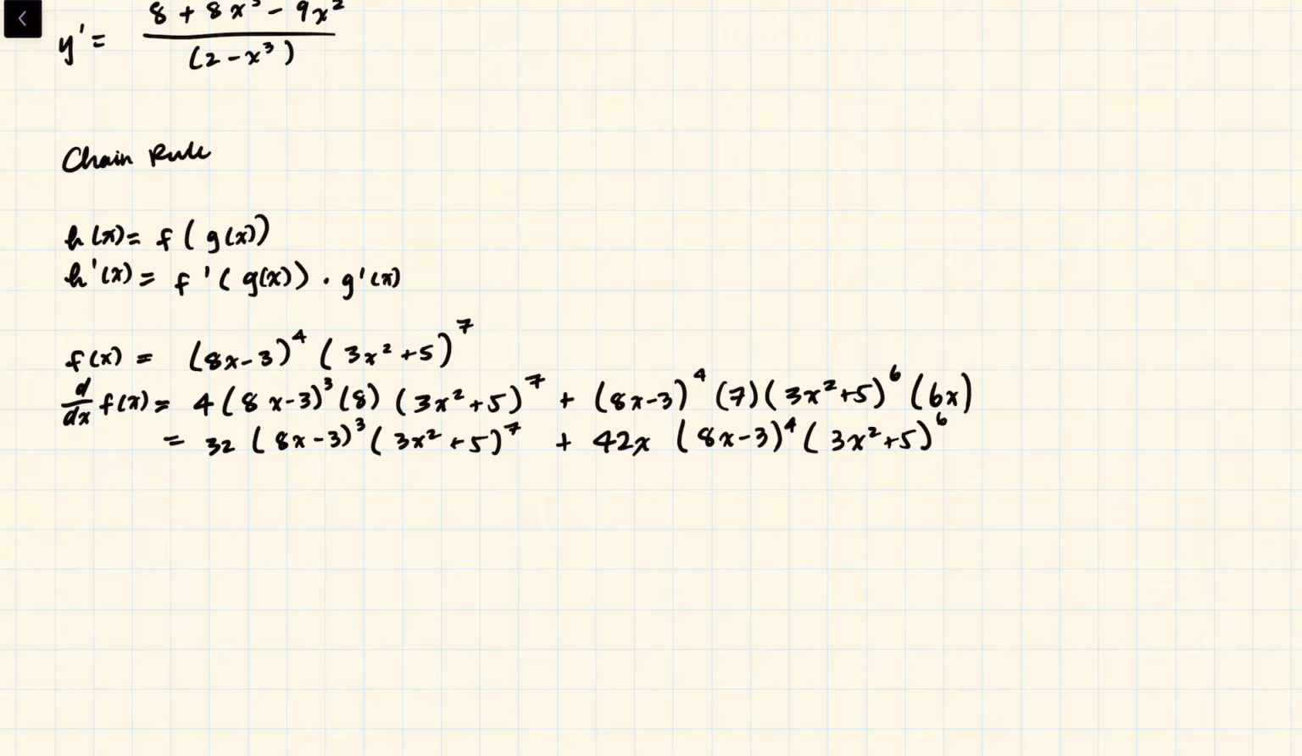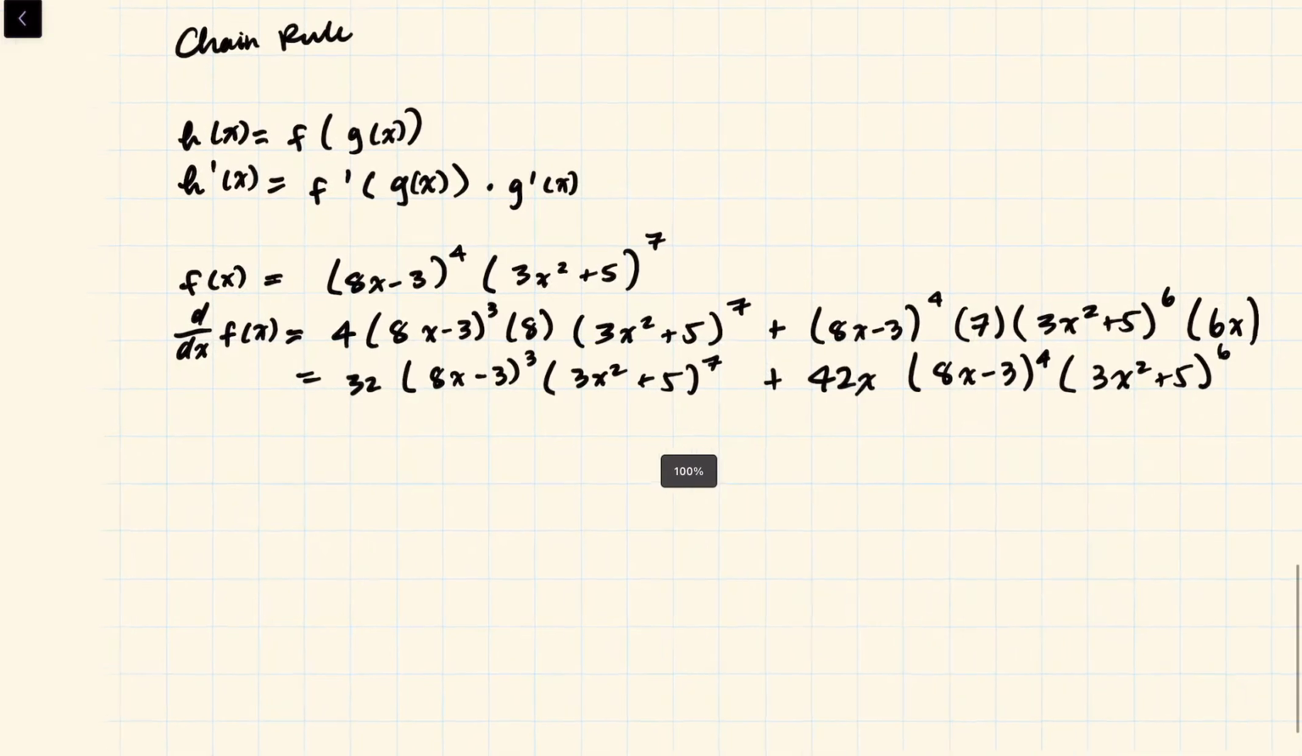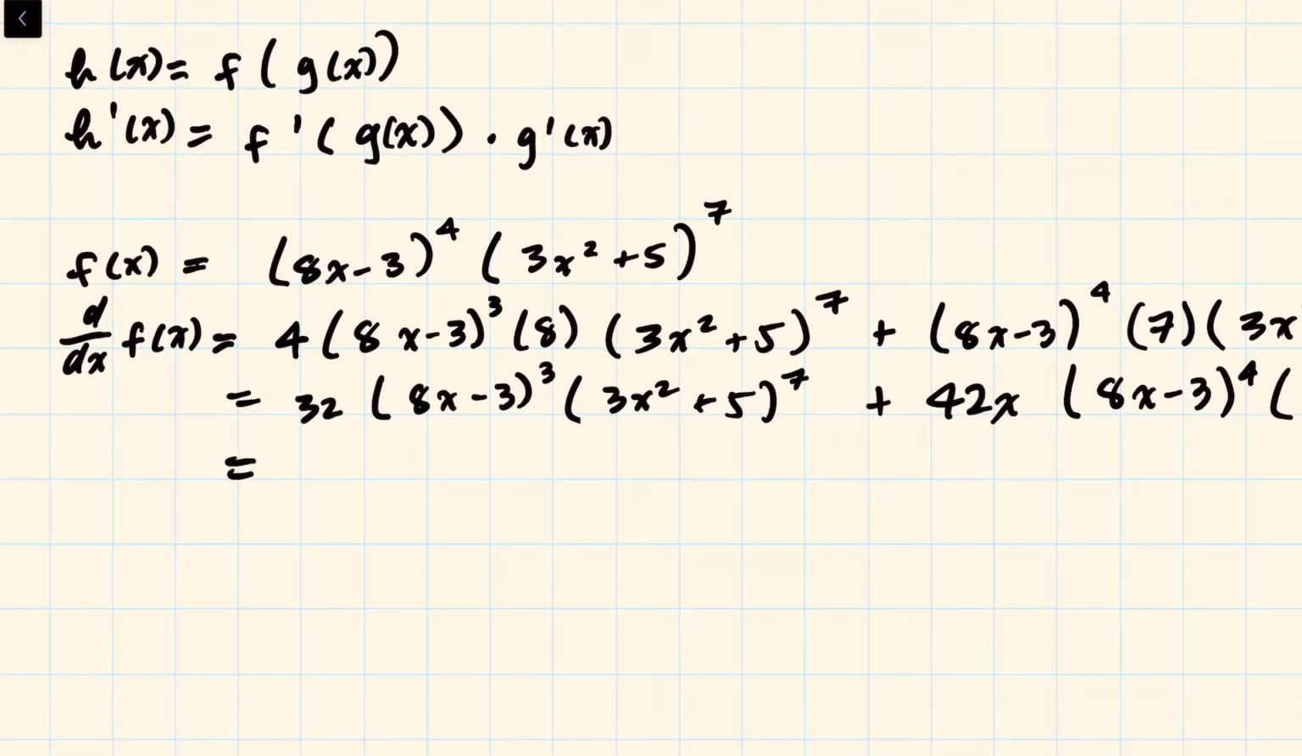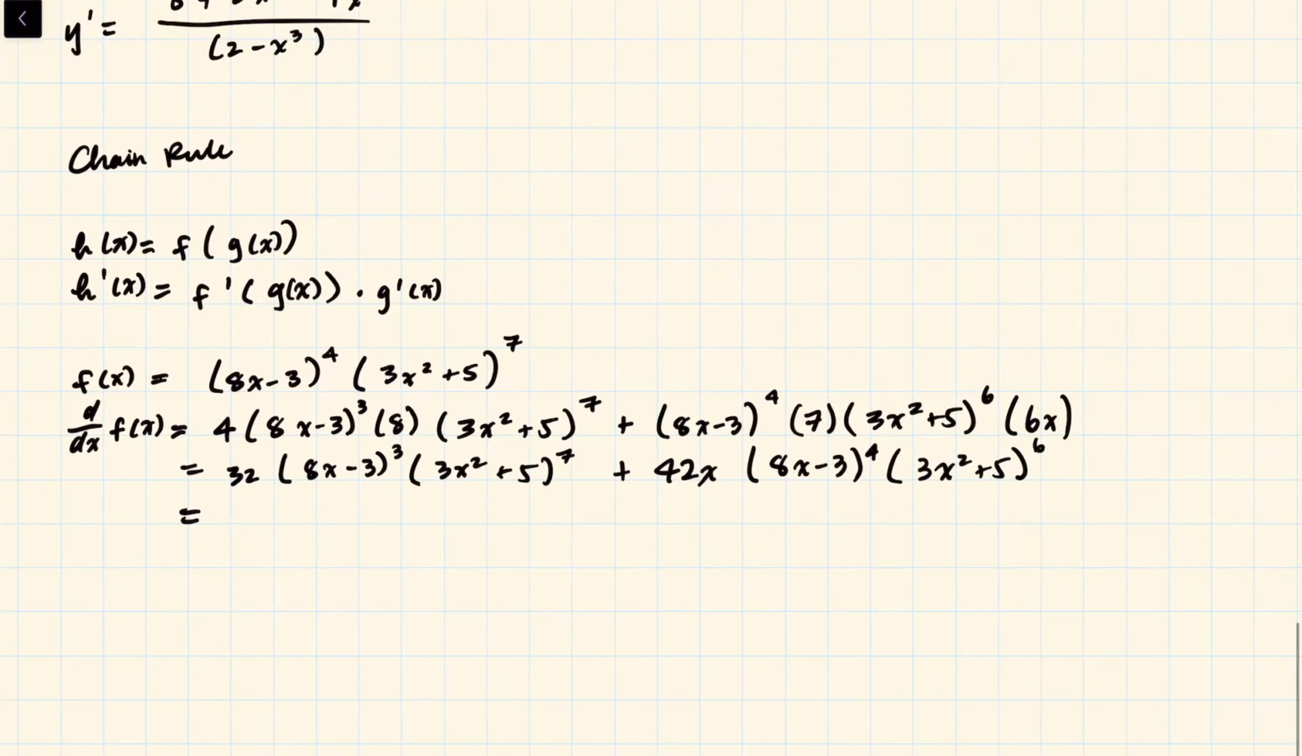If I'm not mistaken, it should be just 2. Yeah, I think it should be just 2. Okay. So, we have common factors of 8x minus 3 and 3x squared plus 5 here.